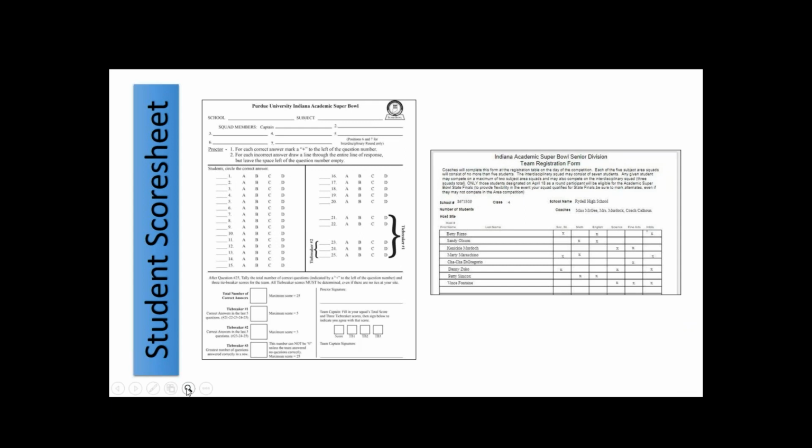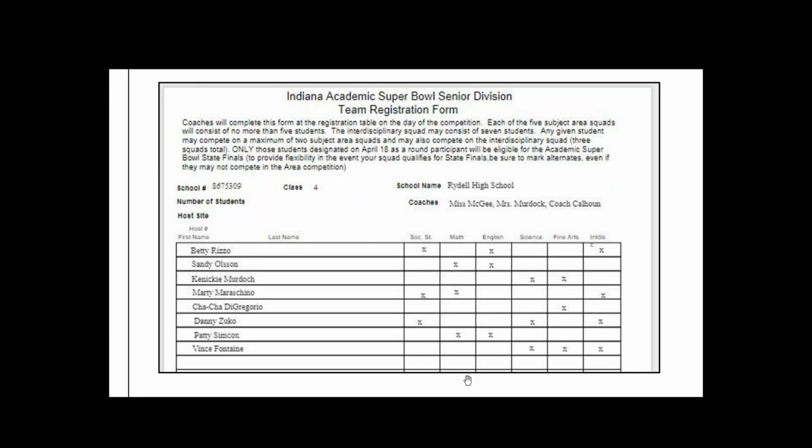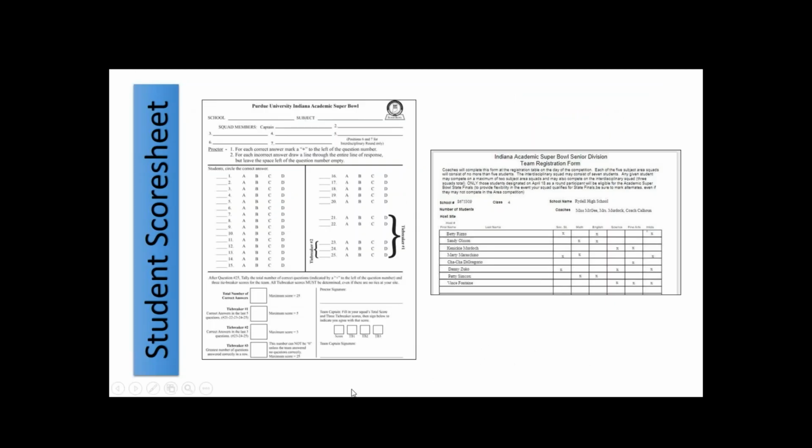Make sure that they are checked for the round that you are proctoring. And then make sure that their name gets to the lines on the answer sheet. Make sure that they are also checked for no more than 2 subject area rounds and possibly the interdisciplinary round.